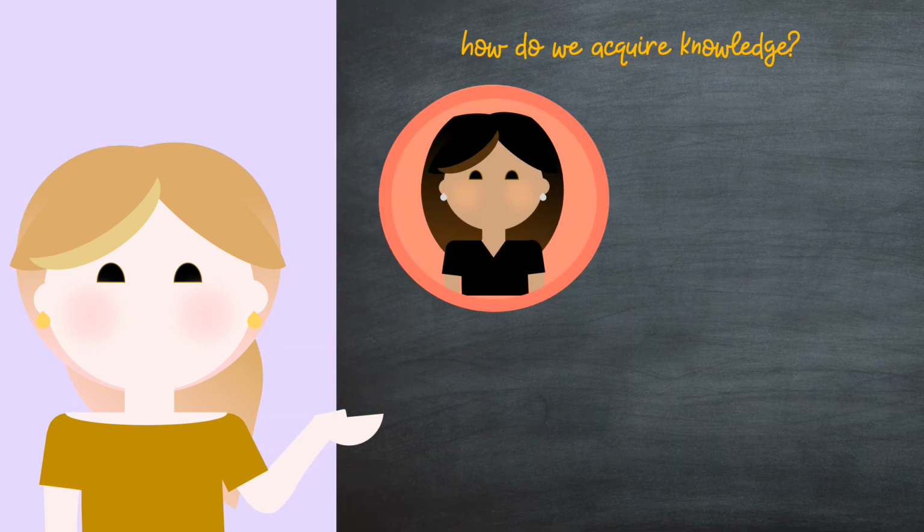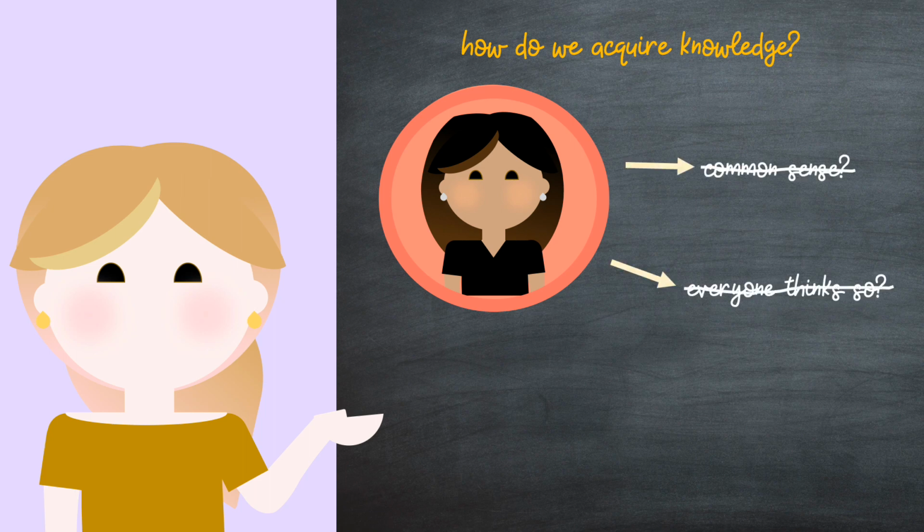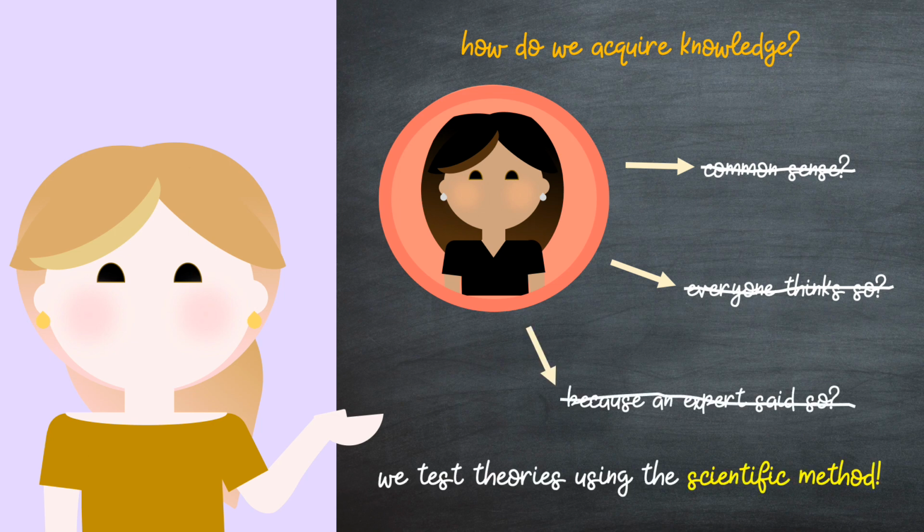The scientific method is an empirical model that scientists follow across a variety of disciplines in order to acquire knowledge. In science, we don't just accept ideas because they are common sense, shared among a group, or because someone with expertise presents them. We create a study to test our hunches in a systematic way.